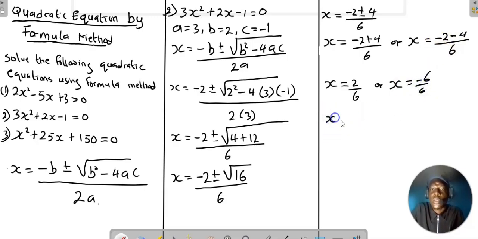So our x is equal to, we have to break this down to its lowest term. We look for a number that can divide 2 and 6, and that's 2. 2 into 2 will give you 1, 2 into 6 will give you 3. So x is equal to 1 over 3, or x is equal to minus 6 over 6, cancel 6, so you have 1. So our x is equal to minus 1, and this is our final answer.